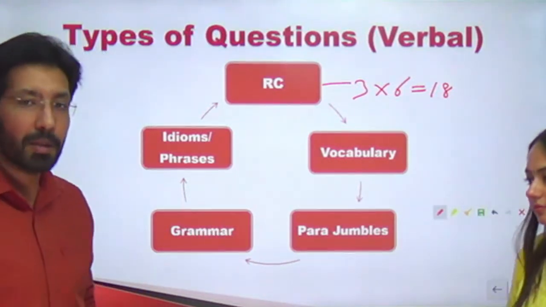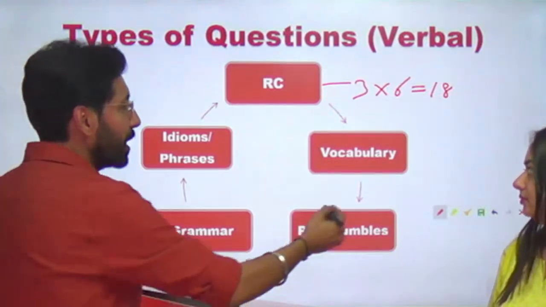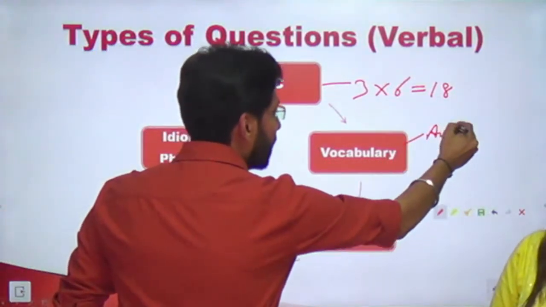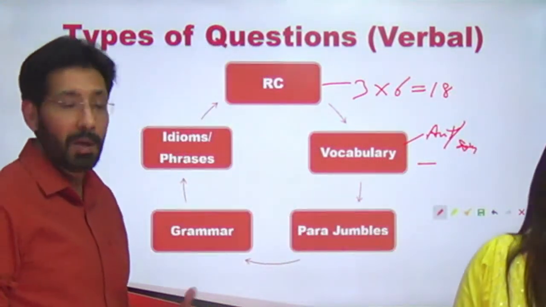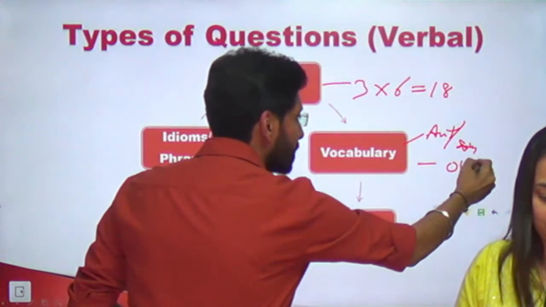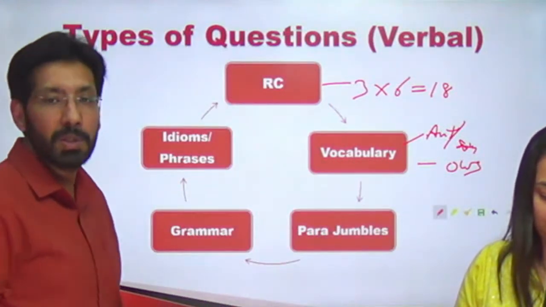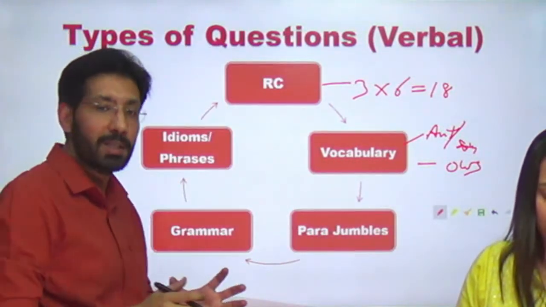Coming on to the vocabulary part, vocabulary questions can be asked in two, three different ways. Like the first thing is, they may ask you antonyms or synonyms. They may ask you questions based on one word substitution. They may ask you questions based on analogy and spellings also.